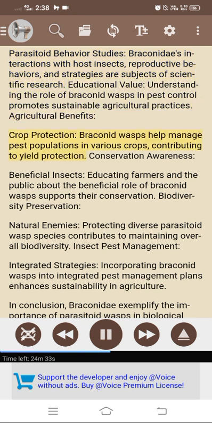Agricultural benefits. Crop protection. These wasps help manage pest populations in various crops, contributing to yield protection. Conservation awareness. Beneficial insects. Educating farmers and the public about the beneficial role of these wasps supports their conservation.